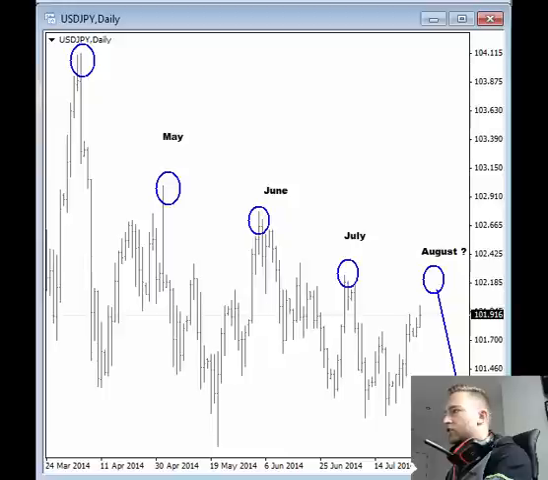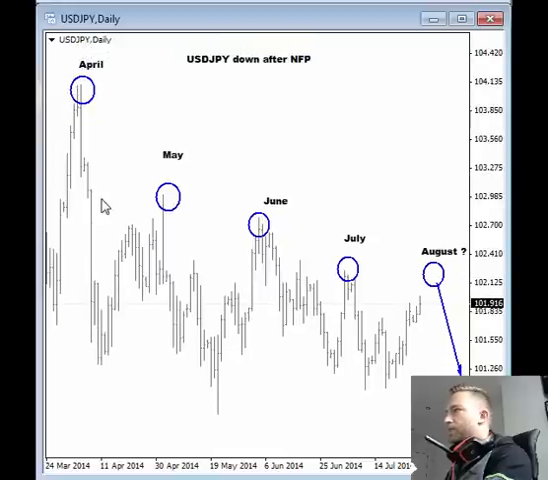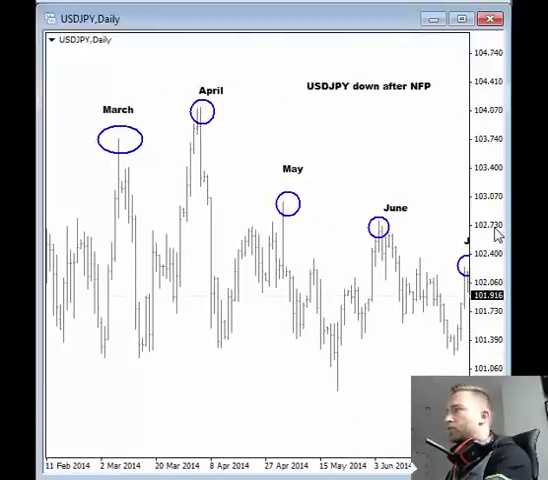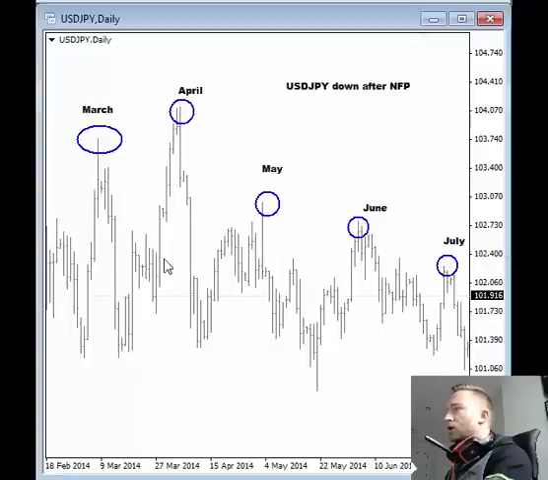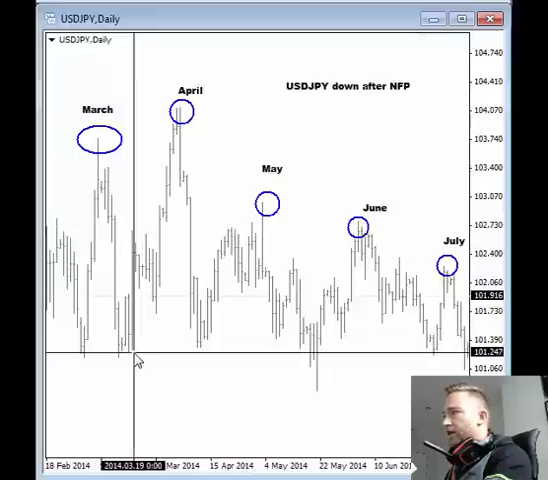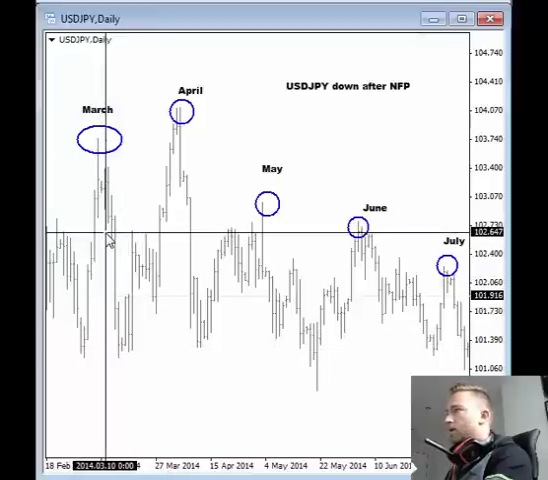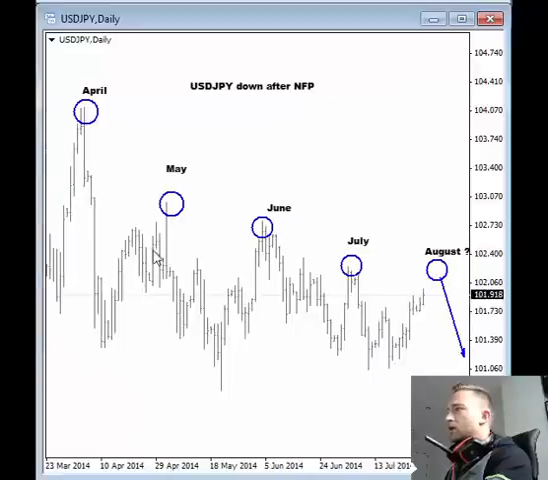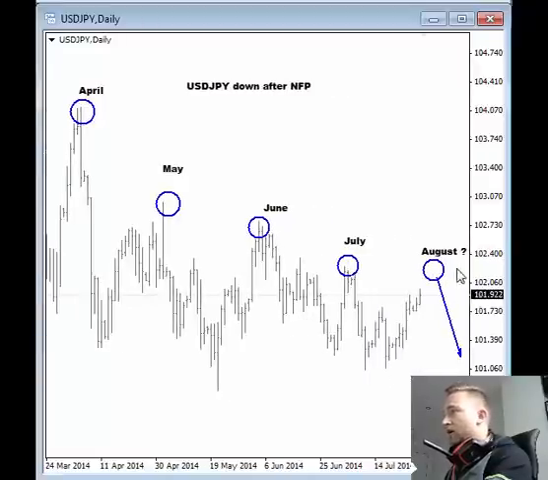Okay, I have a very interesting chart here. This is going back actually from March. You can see that each time when the non-farm payrolls report was released, the dollar yen continued to the bearish side for, let's say, the next week, maybe even 2 weeks. We have seen bearish price action in March, in April, in May, in June, in July, and guess what, we are now again recovering ahead of the non-farm payrolls report. And if we respect those past patterns, then obviously I will be looking for a drop in price on dollar yen at the start of August.